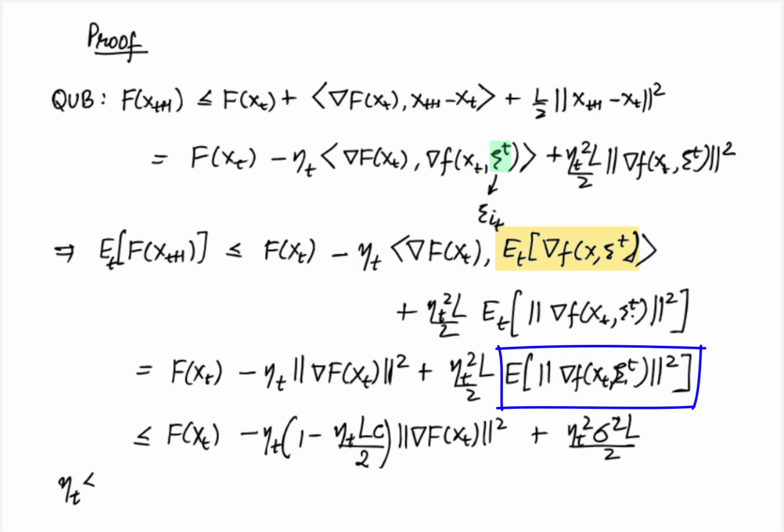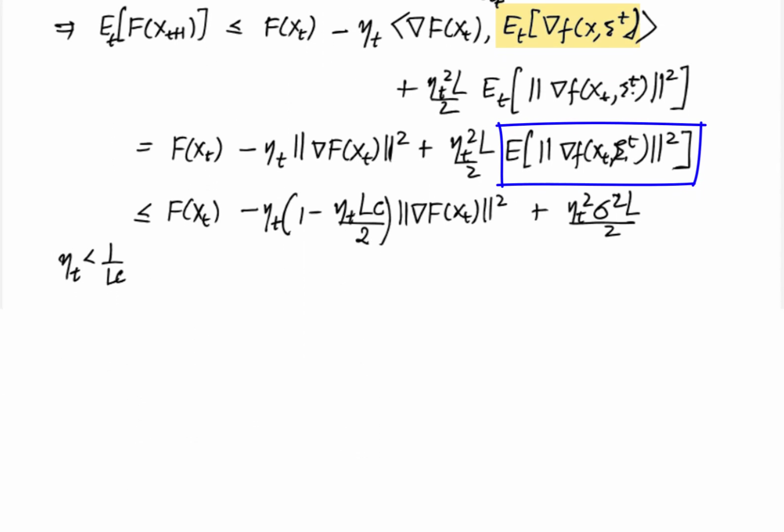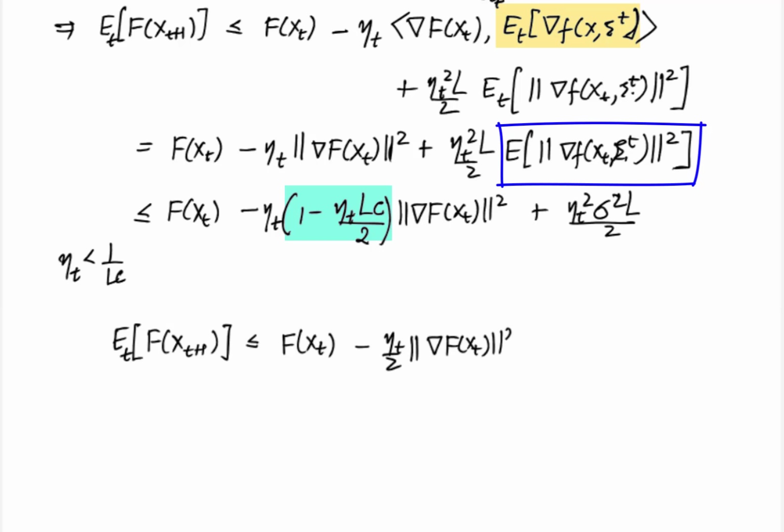Let us assume that eta t is less than equal to 1 over LC, so that the term 1 minus eta t LC by 2 can be replaced by half. And we get that Et of F of xt plus 1 is less than equal to F of xt minus eta t by 2 norm square of gradient F of xt plus eta t square sigma square L by 2.